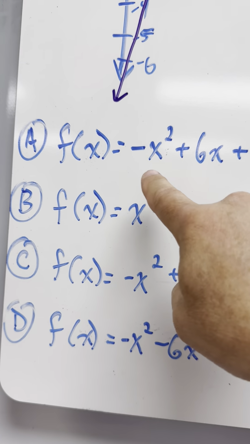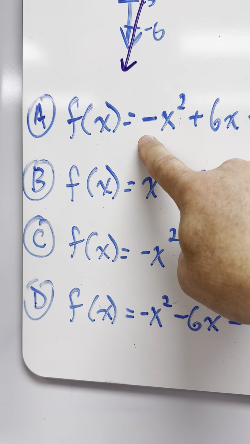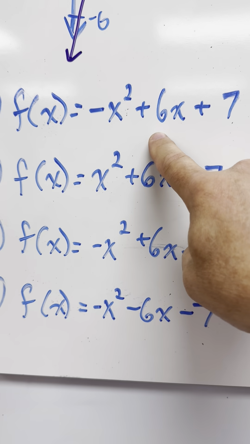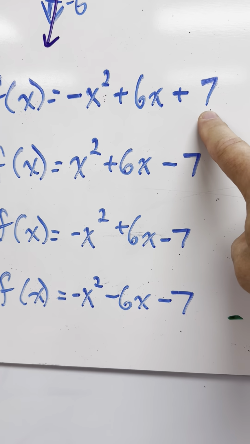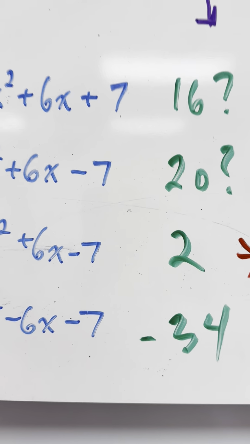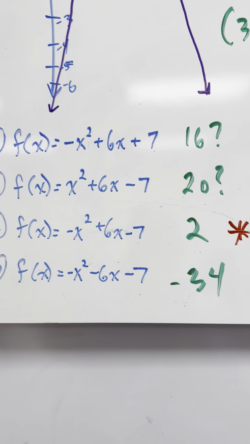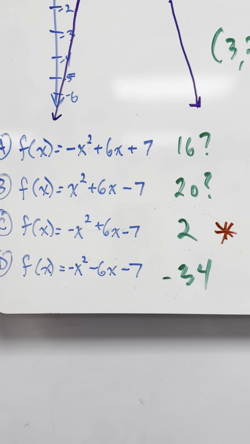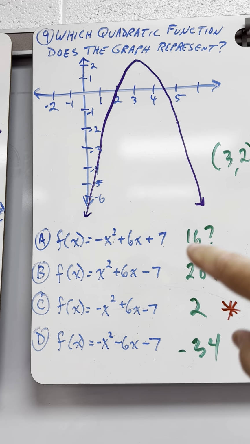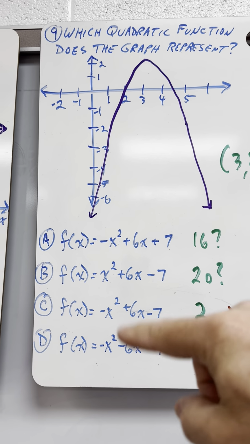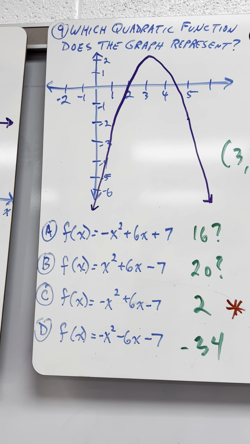Okay, so if I put in 3 for x here, I get 3 squared. 3 squared is 9. The negative of that is -9. 6 times 3 is 18. So -9 plus 18 is 9. 9 plus 7 is 16. Is that 2? No. No good. If I put 3 in for x here, I get 20. No good. If I put 3 in for x here, I get 2. Ding, ding, ding. If I put 3 in for x here, I get negative 34. Just pick the equation that gives me 2 when I put in 3. That's all you got to do.